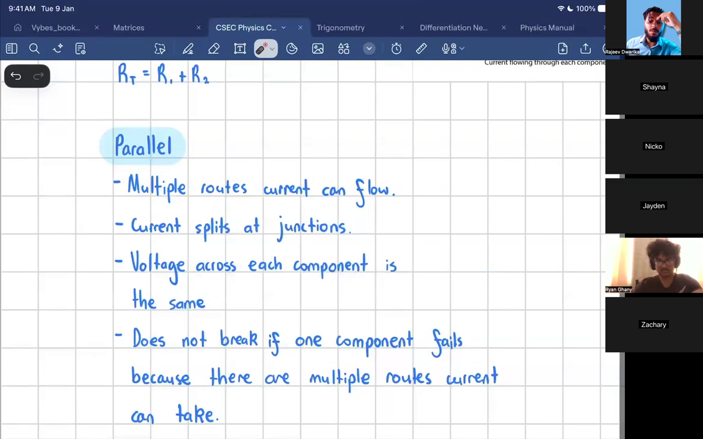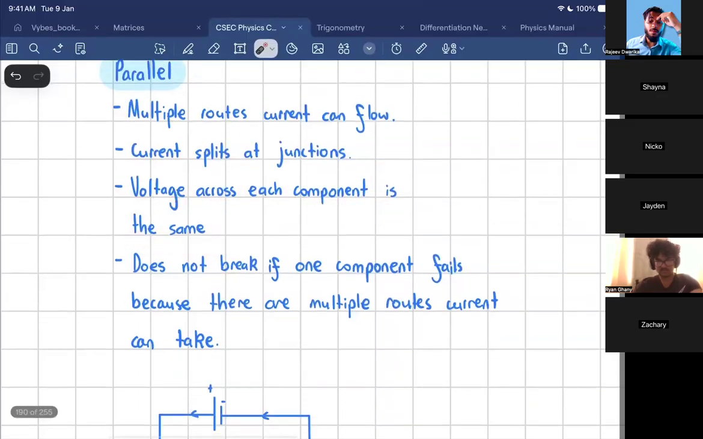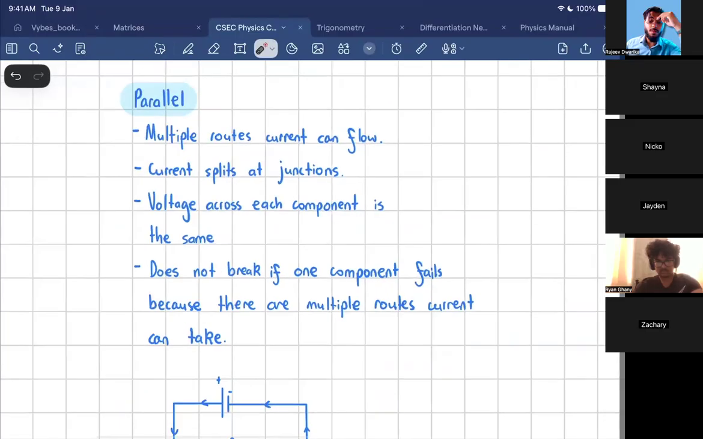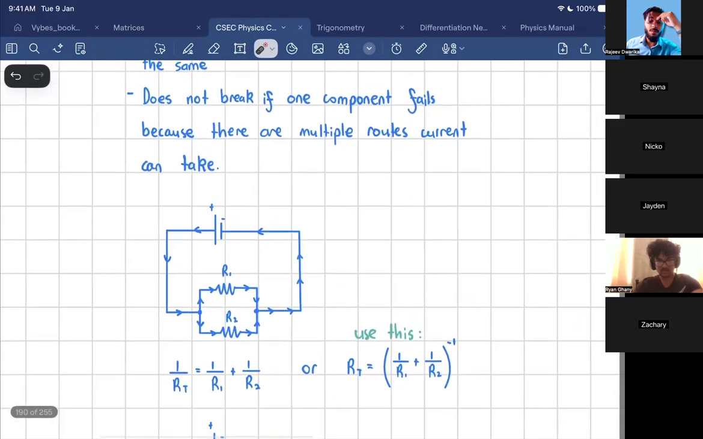So understand this. In a parallel circuit, you have multiple routes current could flow. The current splits at the junction. The voltage across each component is the same. And if one component fails, the whole circuit doesn't break, right? Because there are multiple routes current could take. Do you understand? Or no? Yes, sir.